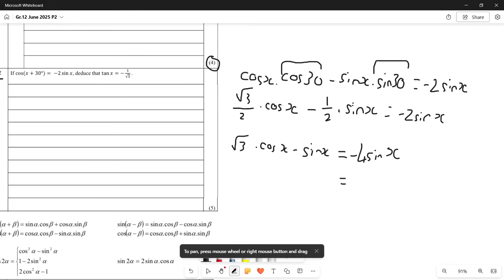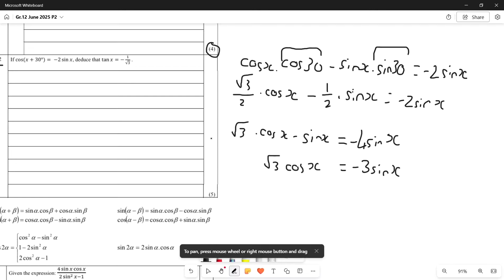So what we can do now is take our negative sine x over here, which means if we take it over, it becomes a positive, which means we're left with minus 3 sine x over there. What is remaining on our left side is the square root of 3 cos x, because we took this guy over, which means we're not far from a tan. A tan x is just sine over cos, which means we can move our cos down here. So we're going to keep the sine x over here. We can move the cos x down there. So we're dividing by the cos x.